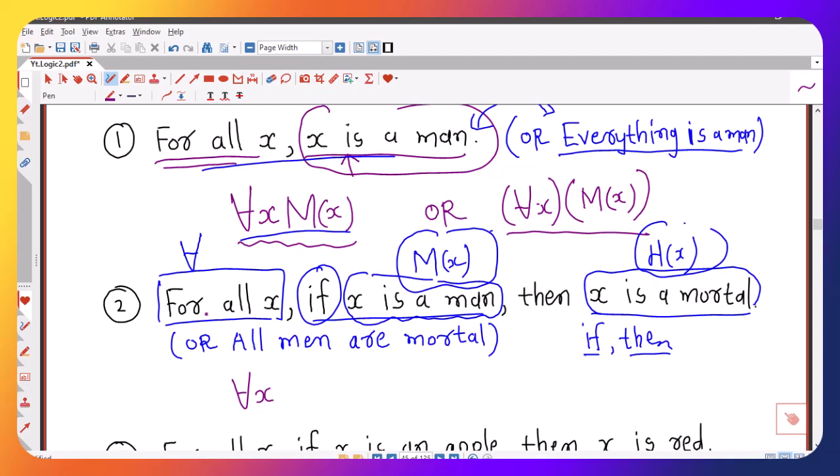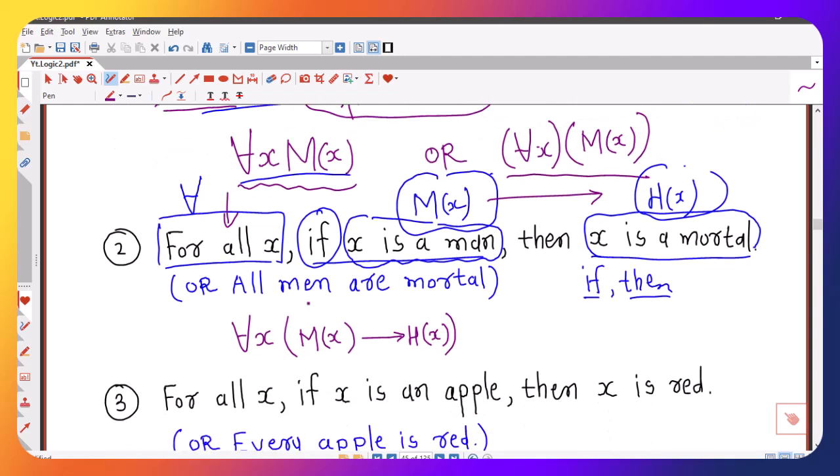For all x, we write for all x. If x is a man, then x is a mortal, that is, Mx implies Hx. So here we are using this logical connective, which we consider as implication. So Mx implies Hx, in brackets. Instead of writing for all x, if x is a man, then x is a mortal, this statement we can write in another way as: all men are mortal.